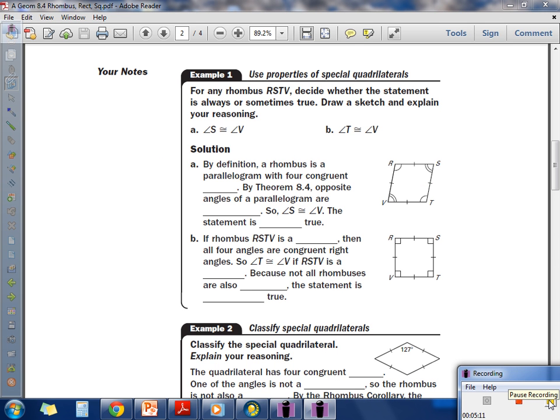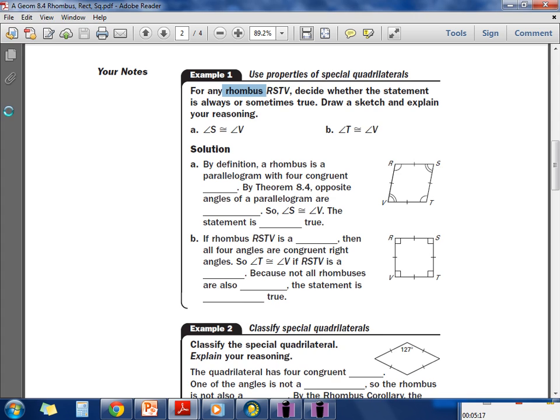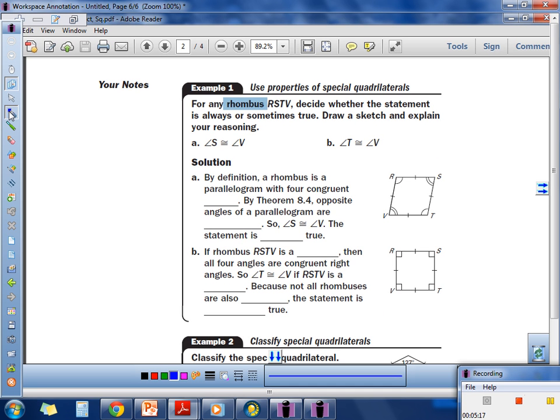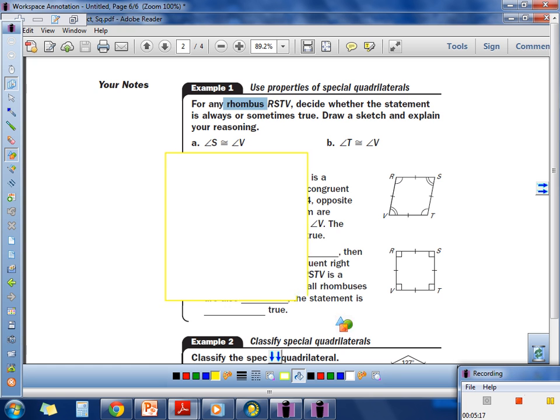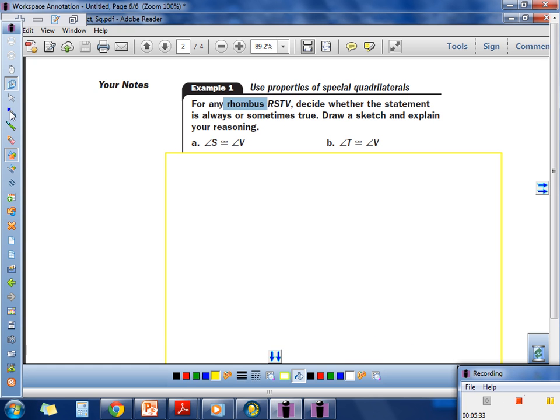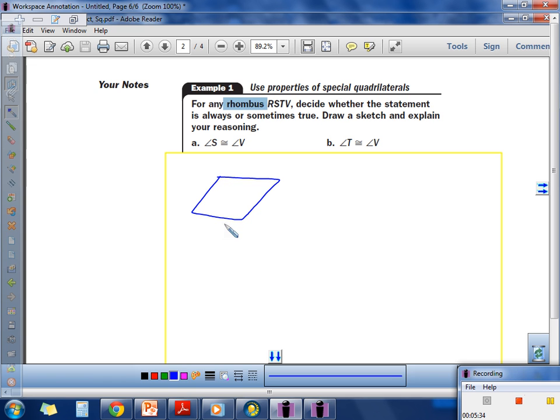All right, on this next one, we have example 1. It says, for any rhombus, we're focusing on the shape rhombus. Decide whether the statement is always or sometimes true. Draw a sketch and explain. So I definitely suggest being able to do these without cheating yourself, without looking at these solutions. So try to remember back to a rhombus. And what does a rhombus look like? Well, it should have 4 equal sides, something like that.